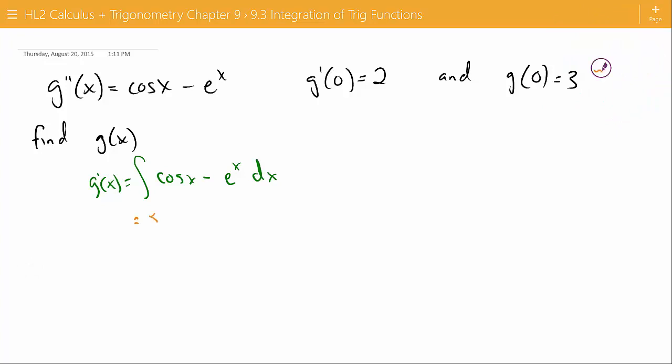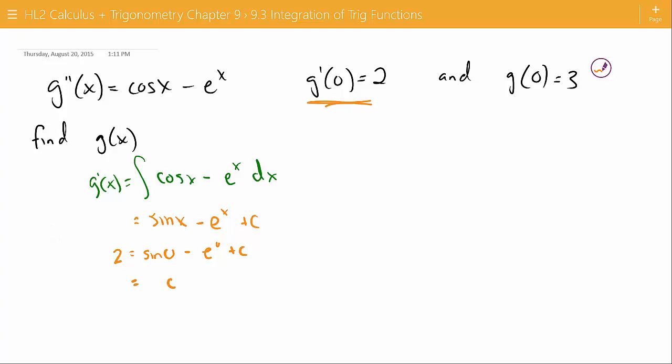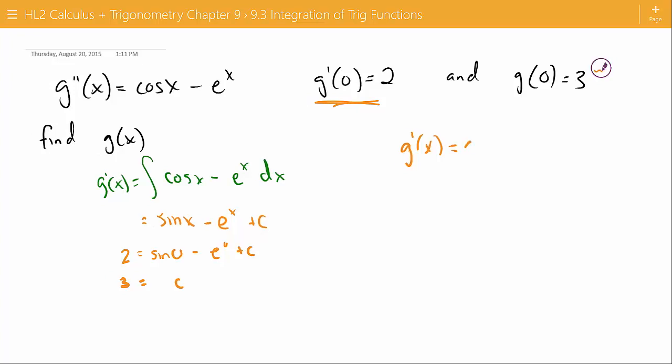We're going to get sine x minus e to the x plus c. And here we're given this initial condition on the derivative, so we can actually find c. We can say 2 equals sine 0 minus e to the 0 plus c. We solve for c. We get that c is equal to 3. So g prime of x is equal to sine x minus e to the x plus 3.